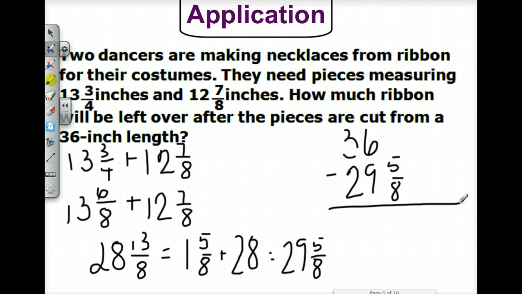Now, I cannot subtract without a fraction. Let's borrow from the 36, make it a 35. I need a fraction next to this 35. I've just borrowed 1. Give me a fraction that's equal to 1. Here's a hint. We want it to have the same denominator as the fraction that's listed in the problem. That's right, that fraction's 8/8. Now we can subtract. 8 minus 5 is 3. And now 35 minus 29 is 6.